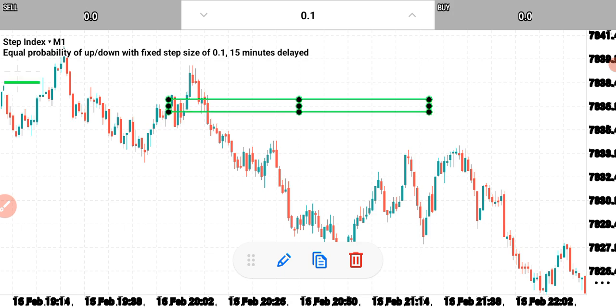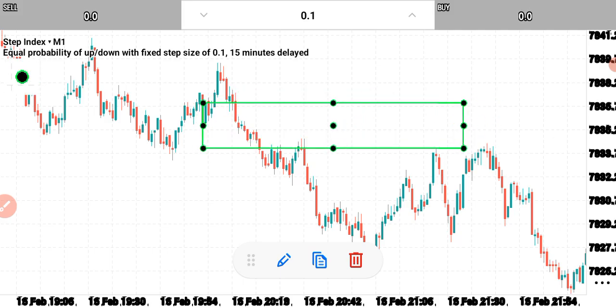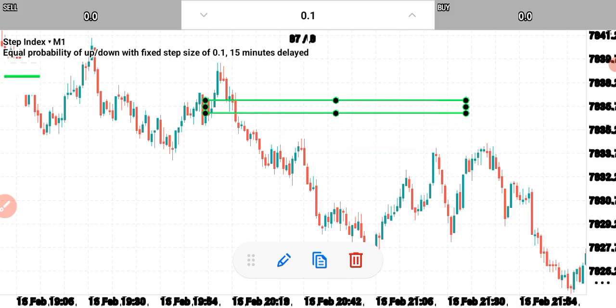Okay, see the one I'm trying to show you here, guys. This green neckline, let me just take this out so you see it properly. This green neckline here, when it touched the red one, you can see when the red neckline touched it, it went into profit. Now you see it there.